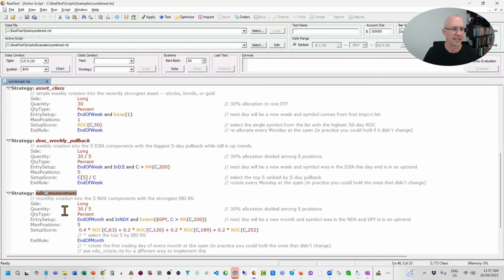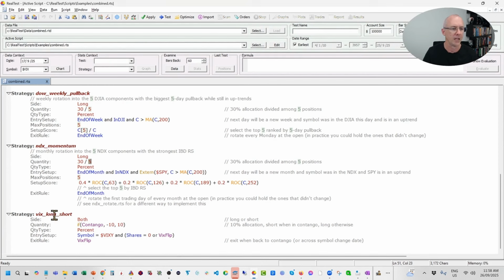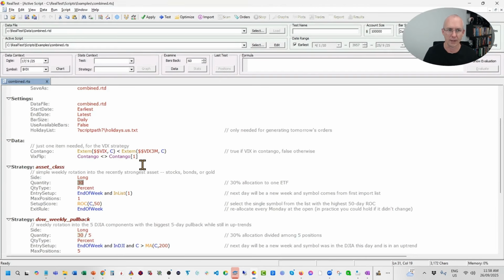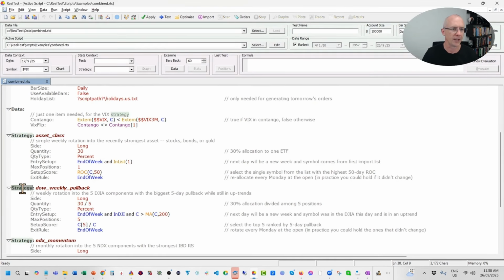The third system is the NASDAQ momentum. It's also getting 30% of the capital, but also has 5 positions. So each position is 30% divided by 5. The fourth one is the VIX system, and the quantity for this system is plus or minus 10%, depending on whether it's long or short. So together we've got 10 plus 30 plus 30 plus 30 equals 100%. So 100% of the capital can be spread between these systems, and the sizing flows down from the overall account balance. So now we need to specify the rules for each system, and we do that with different strategy sections.